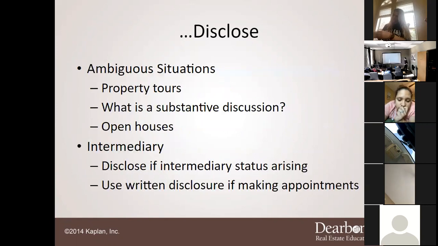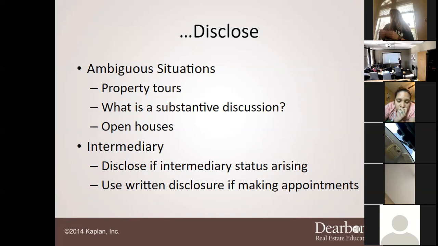All right, so disclose. There could be ambiguous situations. During a property tour, that's when a lot of different people can come in and look at the property. So that's when you would want to disclose agency as well. Was there a substantive discussion, or any open houses like we talked about a little while ago?